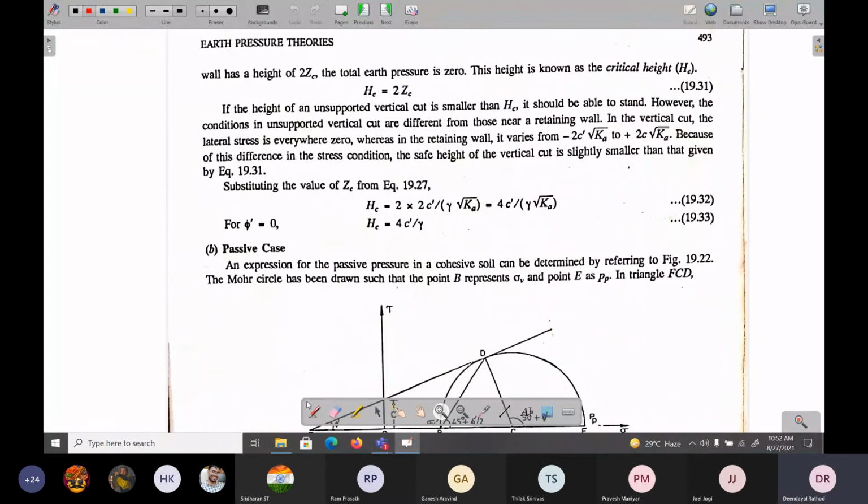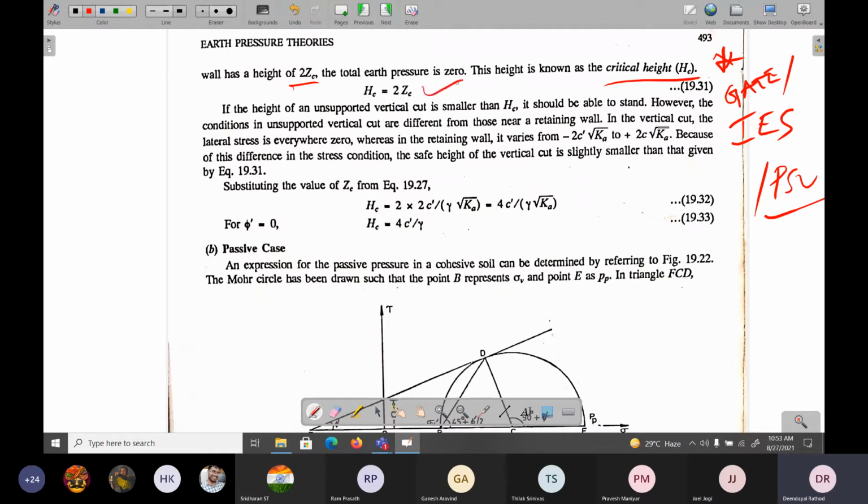Here, the wall has a height of 2ZC. The total pressure is 0 because both balance: one is pulling, one is pushing at a depth of ZC. This height is known as the critical height. Again, this is very, very important. In all competitive exams they will ask what this height is known as: the critical height. Why critical? Because the height of an unsupported vertical cut HC is nothing but 2ZC.